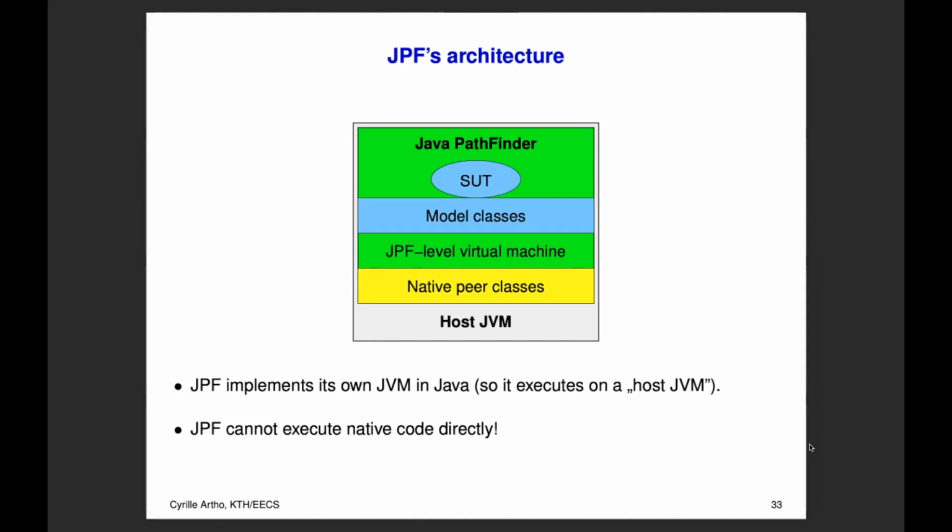But sometimes you have no choice, like this print line that I've shown before. We want to actually see that on the console. So then you have to connect JPF to the underlying JVM, as JPF itself is written in Java. So it runs on the regular JVM, which is the so-called host JVM. And then we have these native peer classes to build the glue between the bytecode that runs in Java Pathfinder and the underlying native JVM that can even execute native code like print line.